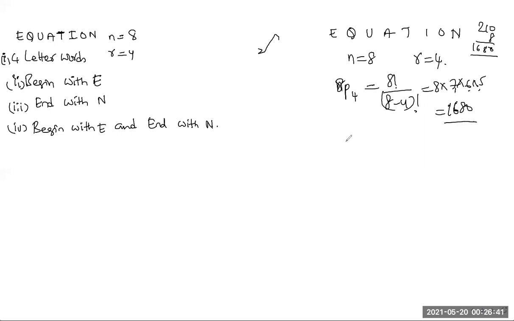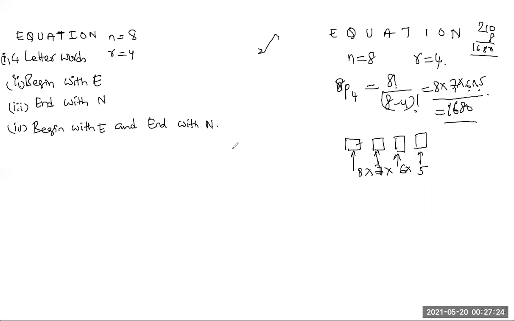But if we were to find it by the normal method, we consider 4 empty blocks here, because we want to arrange 4-letter words. For filling the first block, we have 8 options. After filling the first block, we will be left with 7 elements. So for filling the second block, there are 7 elements left, and out of 7 we can choose anything. For filling the third block, out of 6 elements we can choose anything. For filling the fourth one, out of 5 we can choose anything. So if we apply the fundamental principle of counting, it will be nothing but 8 into 7 into 6 into 5, which is equal to this.